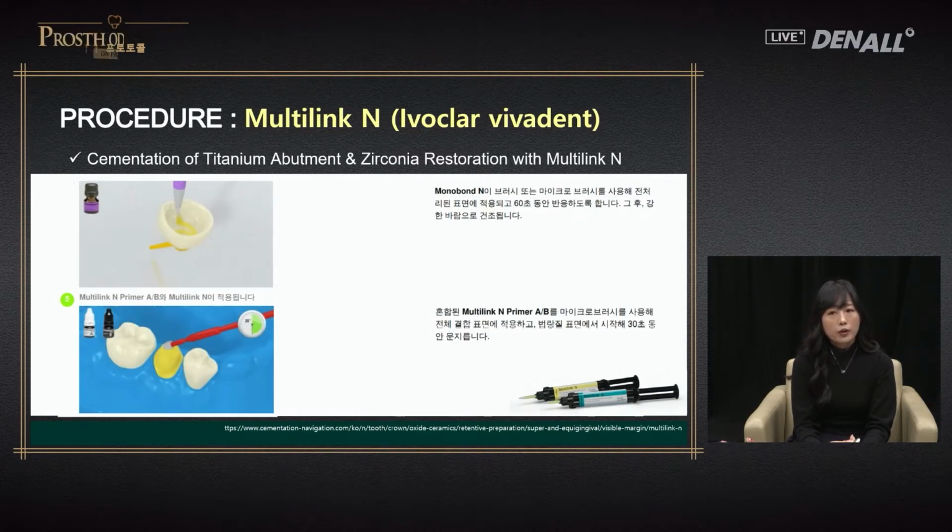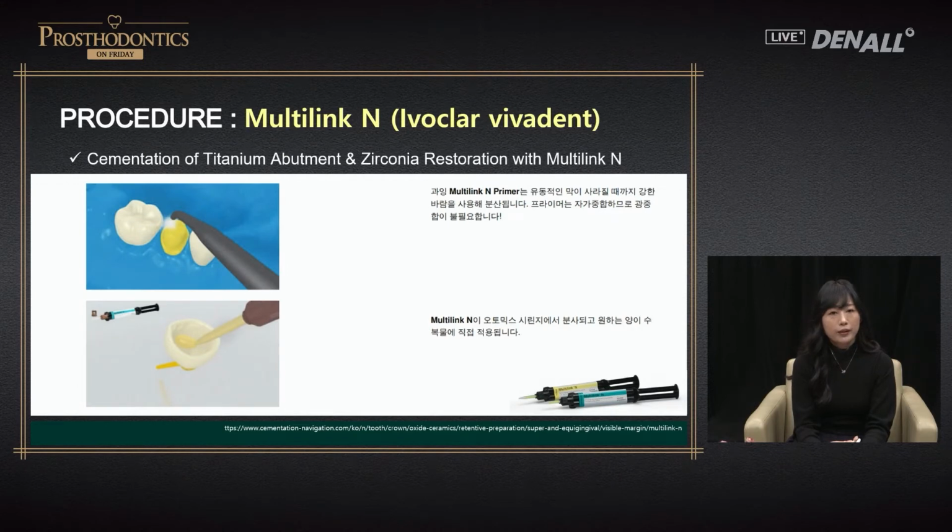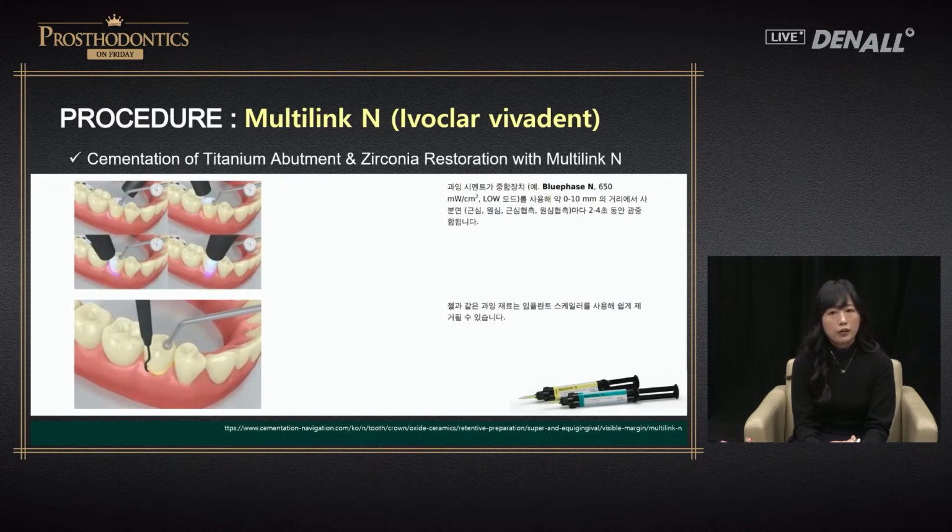Apply Monobond N, which is a surface treatment agent, on the restoration and on the abutment. Mix Multilink N Primer A and B and apply it on the entire surface. Using Multilink N, apply it on the inner surface and place the restoration. Conduct the tack curing and remove excess cement.